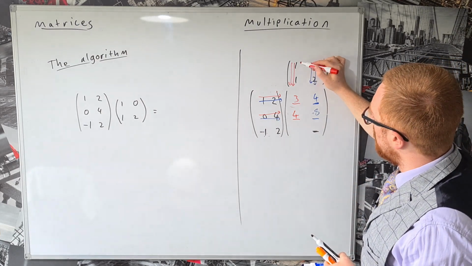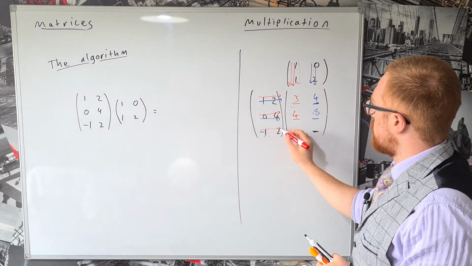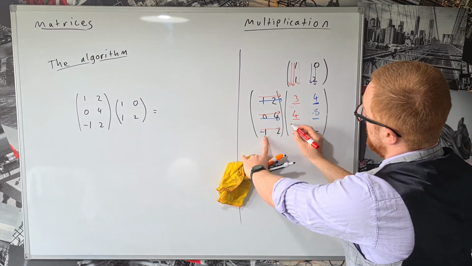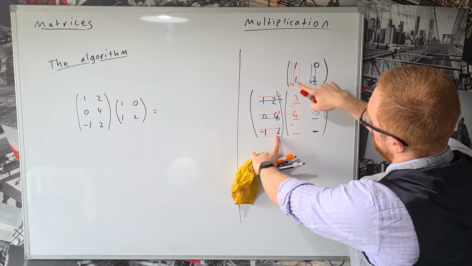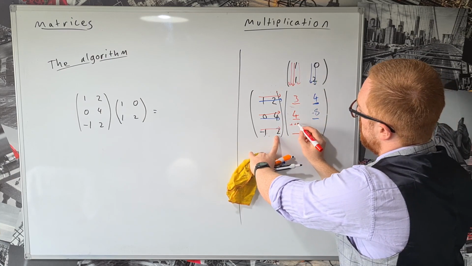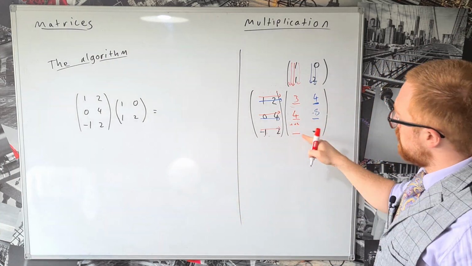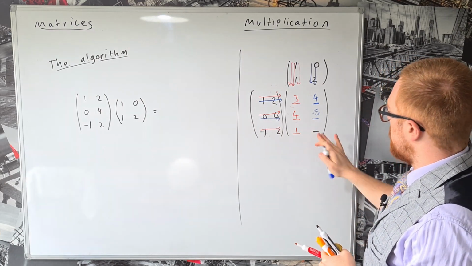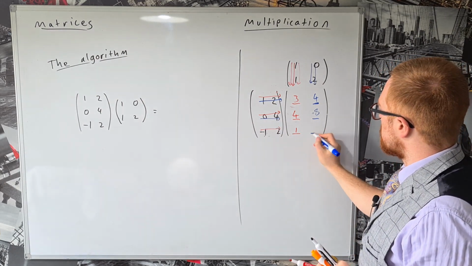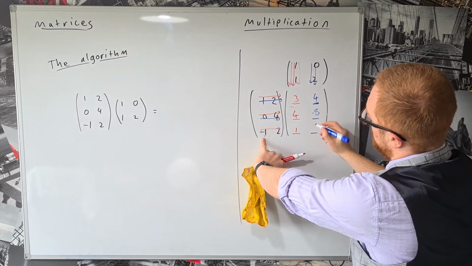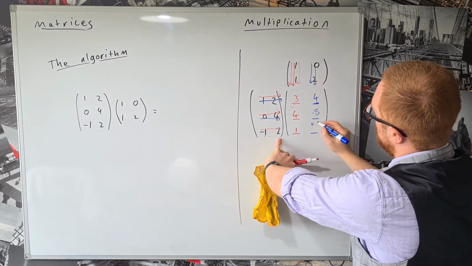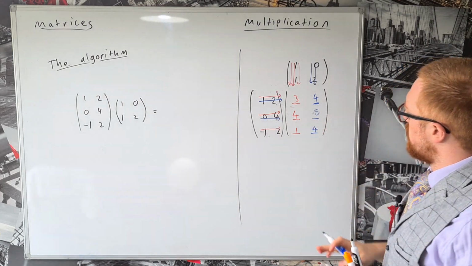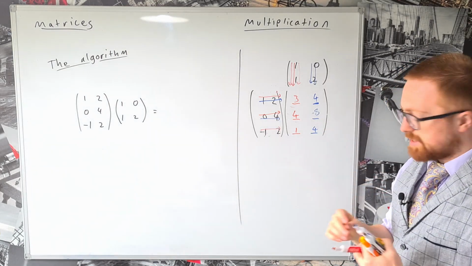So here we're going to do this column times this row. Minus 1 times 1 is negative 1, 2 times 1 is 2, and negative 1 plus 2 is just 1. And then finally, this entry down here: minus 1 times 0 is 0, 2 times 2 is 4, and 0 plus 4 is 4. So this is our final matrix.